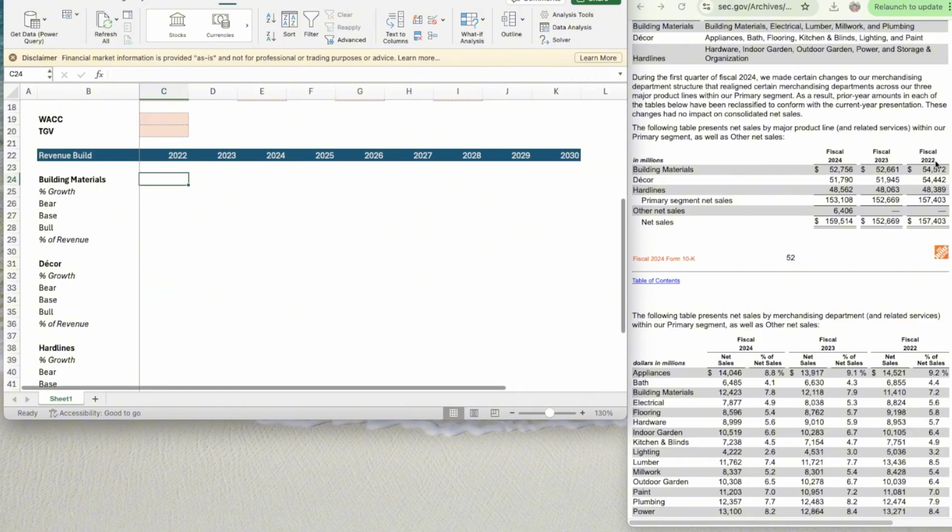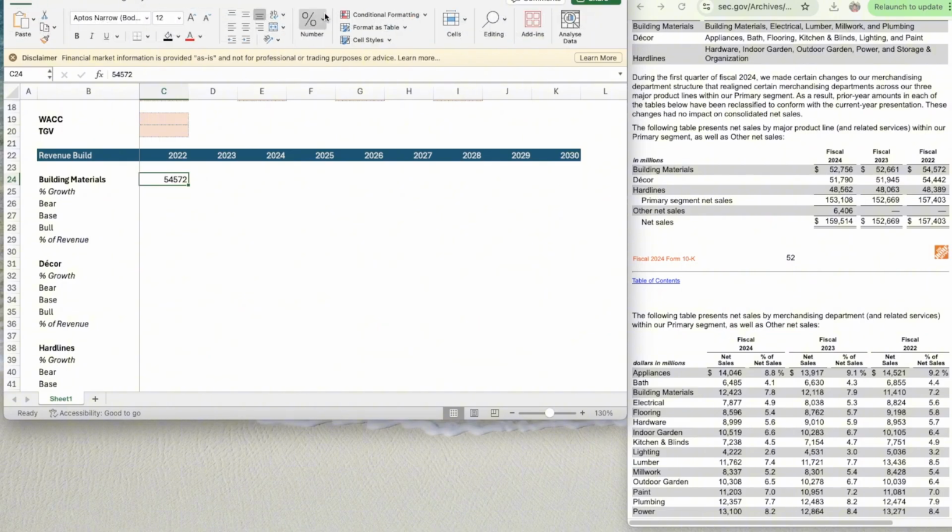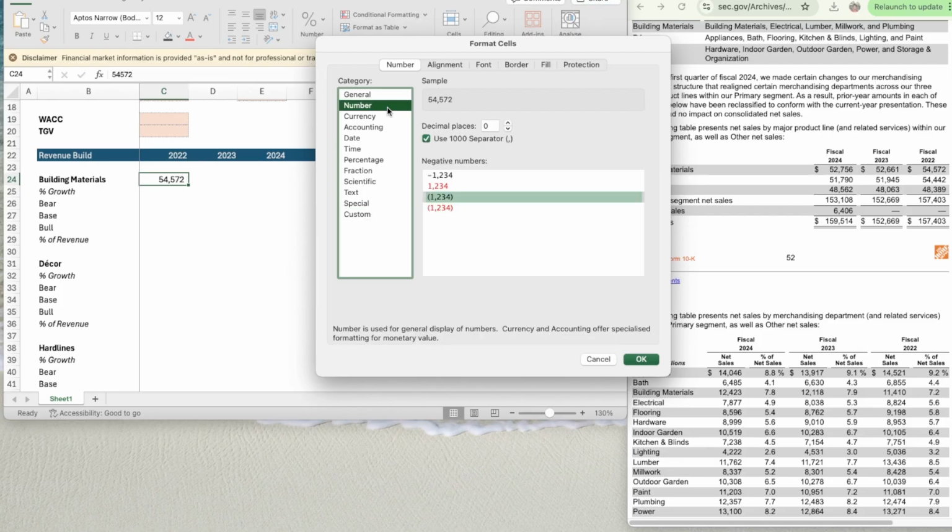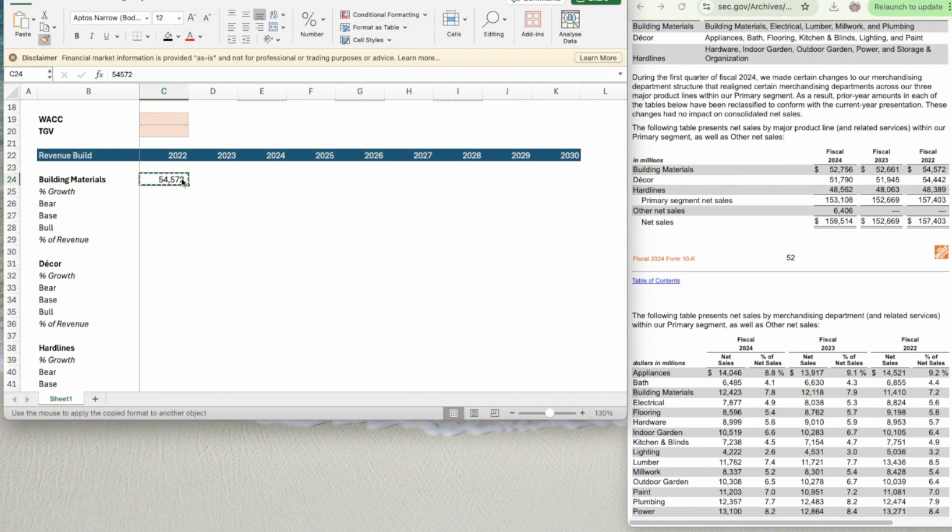So in 2022, revenue was 54,572. And then we want this to be number, no decimal places, like this. Yeah, that's fine. And you just want to copy this format all the way along. 52661, 52756.